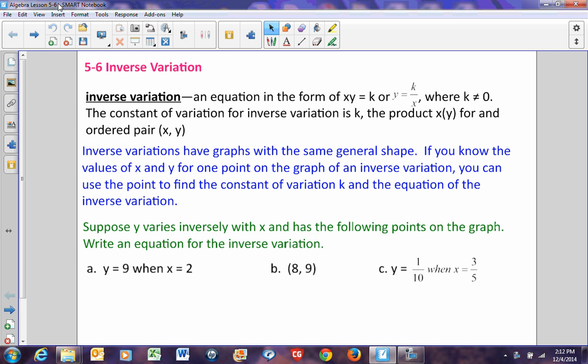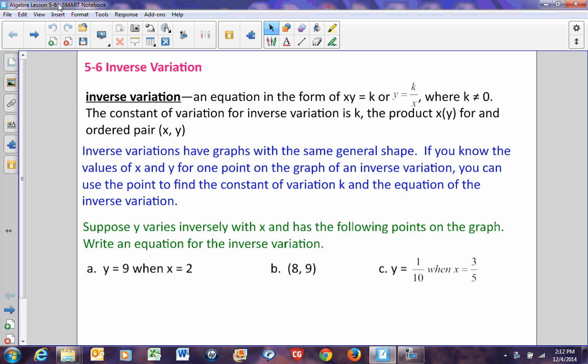Inverse variation is an equation in the form of xy equals k, or y equals k divided by x, where k cannot be 0. The constant of variation for inverse variation is k, just like it was for direct variation. The product x times y for an ordered pair x, y gives you the constant of variation k.